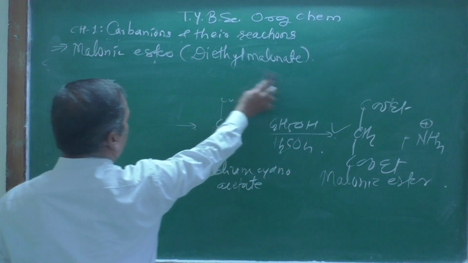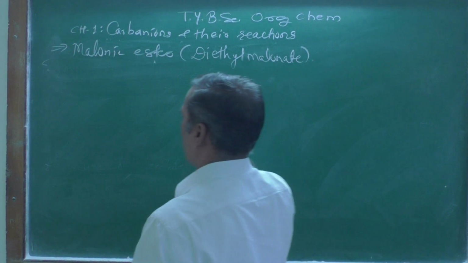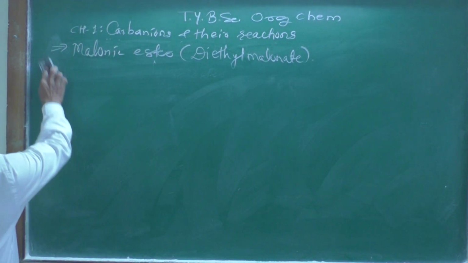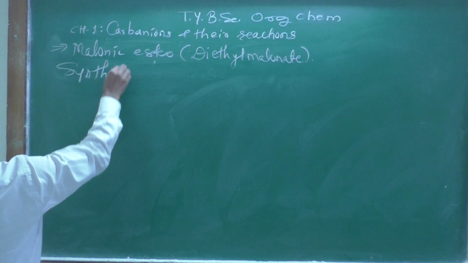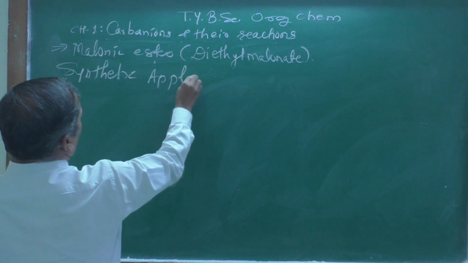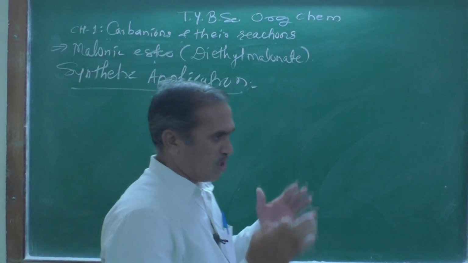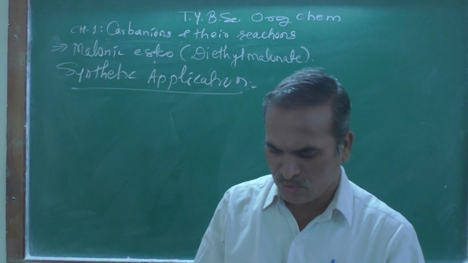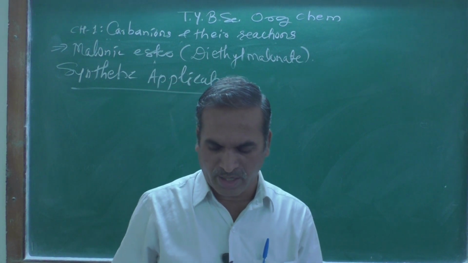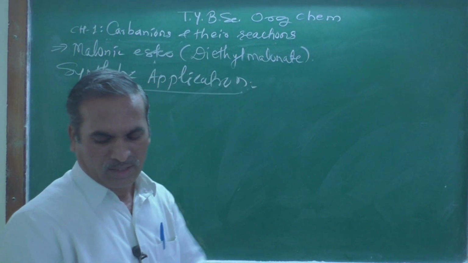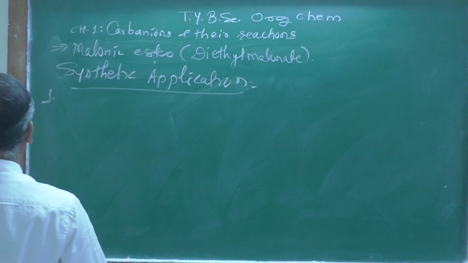Just now we have seen the synthesis. Now we are going to learn the synthetic application of malonic ester. Now I am writing here: synthetic application. By using malonic ester, how we can prepare different organic compounds in the laboratory, that we are going to learn here. First one, synthesis of alpha substituted acetic acid or monoalkylation. First synthetic application we are learning here.